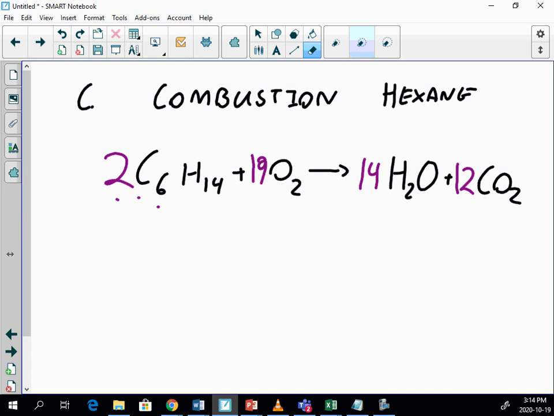19, 14, 12. Obviously, these are quite large as far as these coefficients go, but that can happen especially in combustion reactions, especially as you go down the page and you're looking at something like the combustion of paraffin, way down below, you get a lot of oxygen, or water, and carbon dioxide.